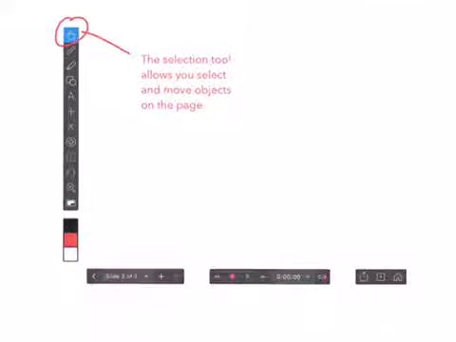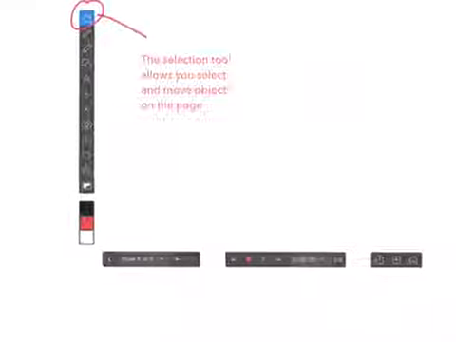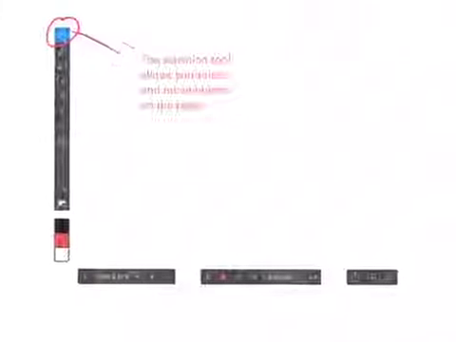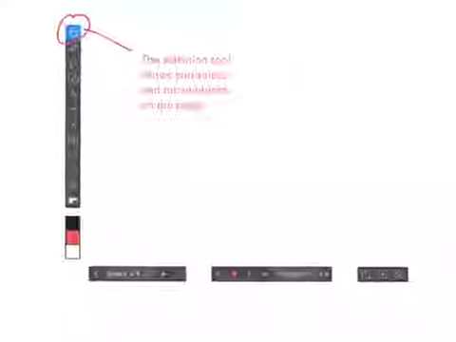Is the selection tool, and this allows you to select and move objects on the page. So if you see here on the far left, I'm selecting my selection tool and I can move this image around. This is a screenshot of my Explain Everything dashboard.